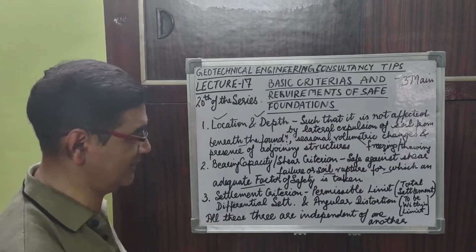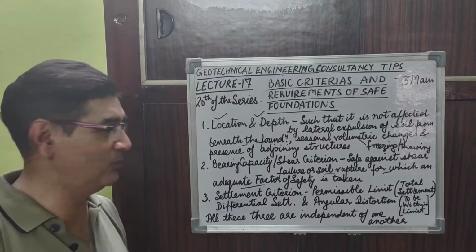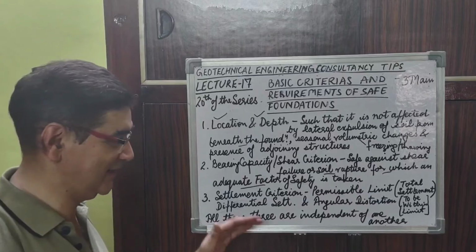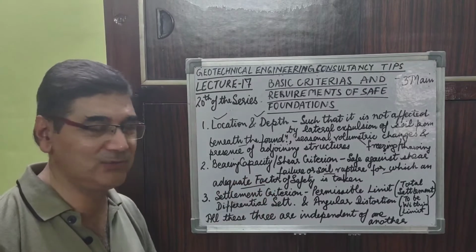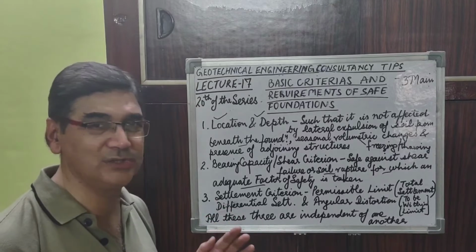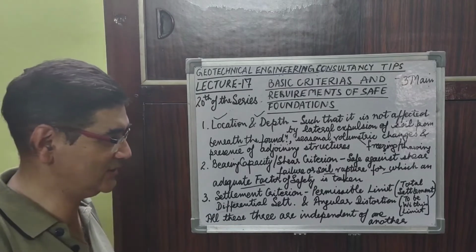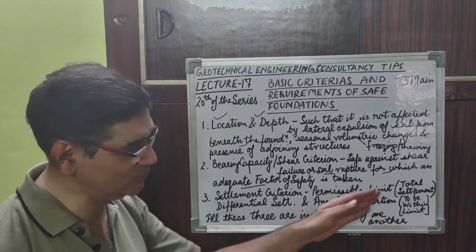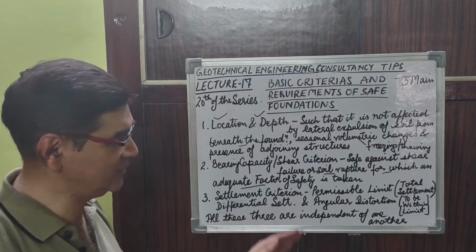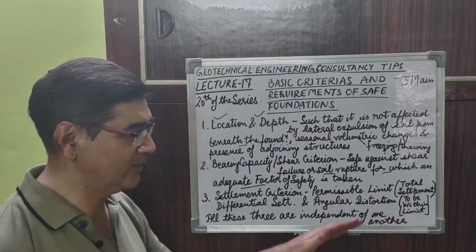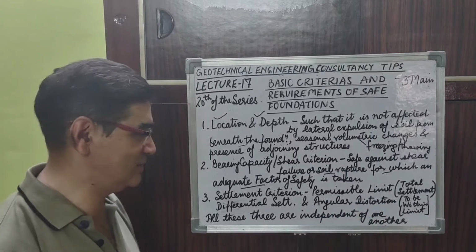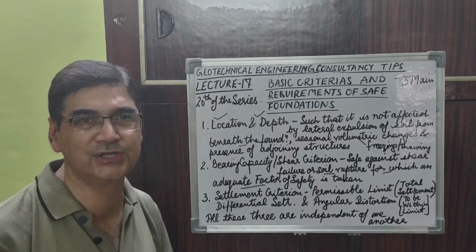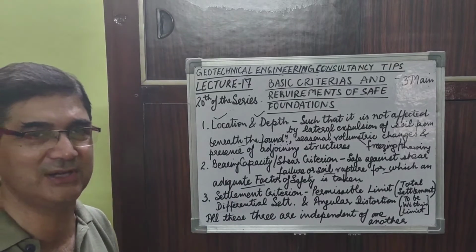Now the third and last criteria is that any given foundation should be safe as per the settlement criteria. That is, Indian standard codes have defined certain permissible total settlement limits for different kinds of structures, which I have already discussed in one of my previous lectures, which suggests the total settlement limit, differential settlement limit and angular distortion limit for the respective structures. So what needs to be seen is that any given foundation should be safe from shear criteria as well as settlement criteria.